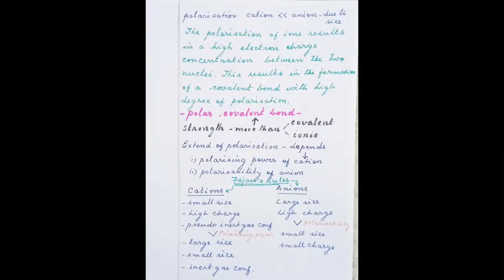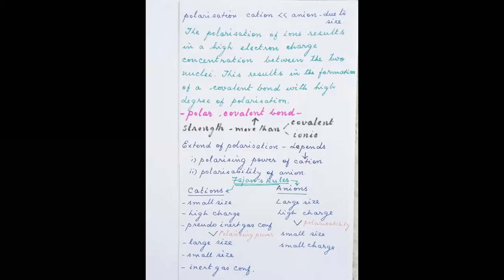So the polarization of ions results in a high electron charge concentration between the two nuclei, and this results in the formation of a covalent bond with a high degree of polarization. So the polar nature in a covalent bond. This high degree of polarization, or distortion in the electronic cloud, makes the covalent bond much stronger. A polar covalent bond is stronger than a purely covalent bond or an ionic bond.